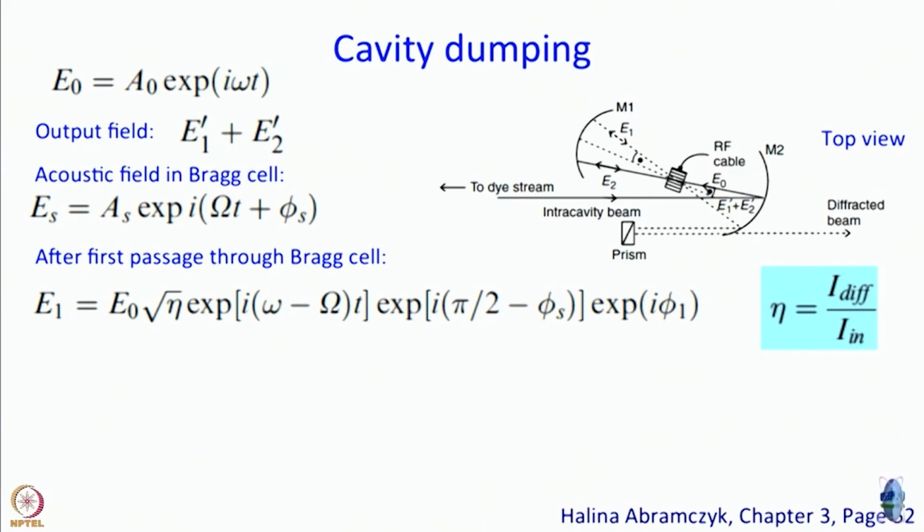Then what about E2? Now, knowing the expression of E1, let us try to guess what the expression of E2 will be. E0 will be there, then will we have root eta or will we have something else? Remember, E2 is the electric field associated with the light that has gone through straight, no interaction with sound. No, the capital omega comes later. Right now, I am only talking about the root over eta.